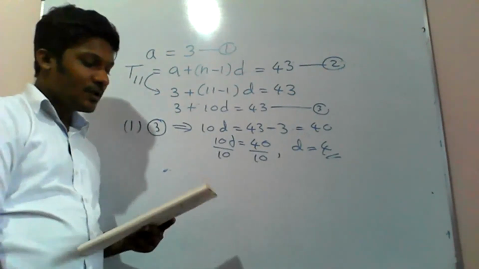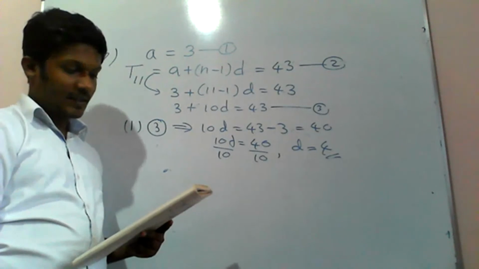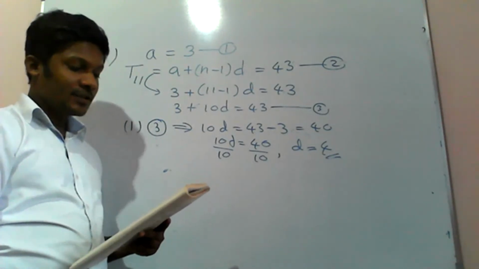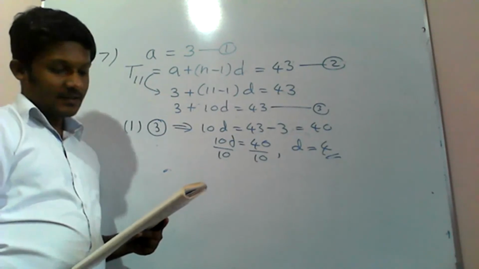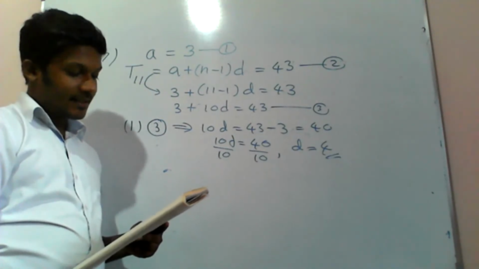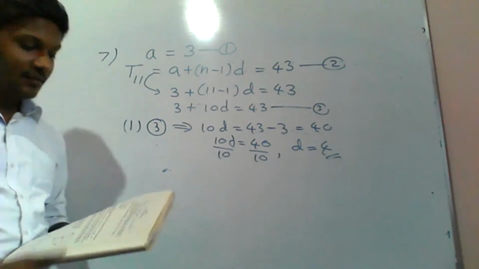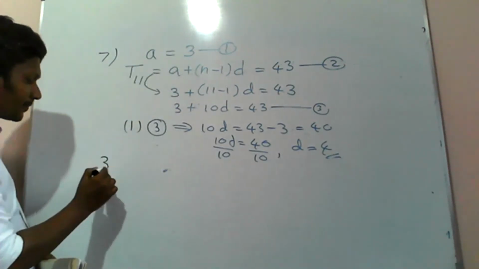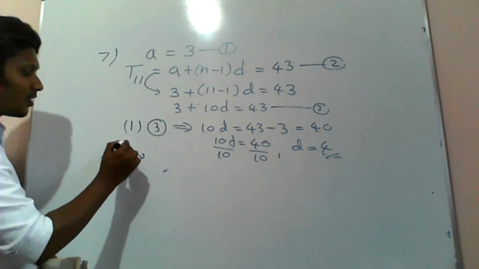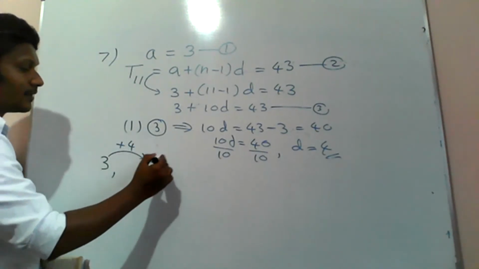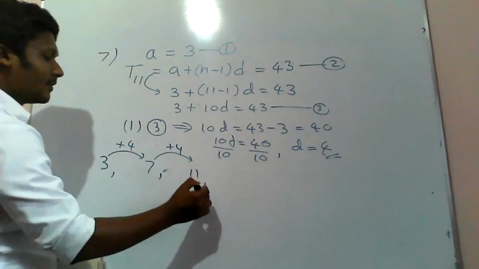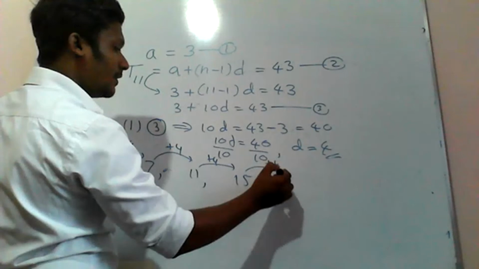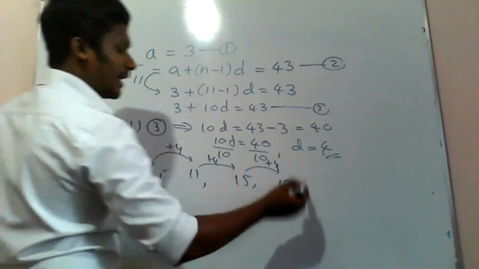Find the sum of the first 12 terms of the progression obtained by removing the terms in the even positions of the given progression, such as the second term, fourth term, and sixth term. Find the first 20 terms of the progression. The first term is 3. The second term is 3 plus the common difference 4, that is 7. 7 plus 4 is 11. 11 plus 4 is 15. 15 plus 4 is 19. Like that.